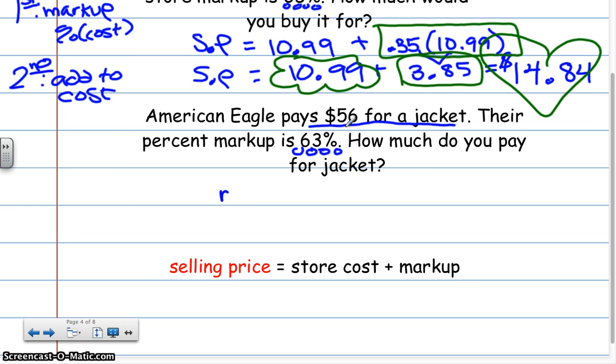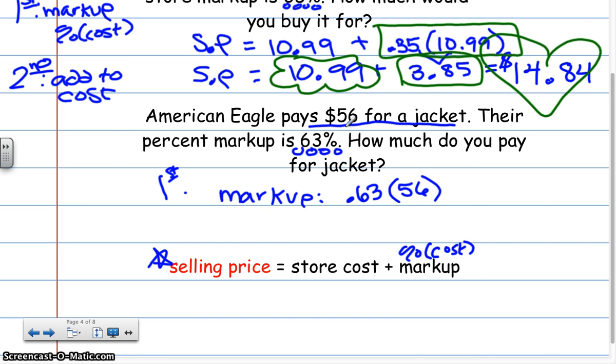So here's what I do. The first thing I want to do is determine my markup. My markup is equal to my markup percent times my cost. So my markup is going to be 0.63 times my cost of 56, which was $35.28 if I remember right. So that means American Eagle is going to add an extra $35.28 for each jacket, okay?